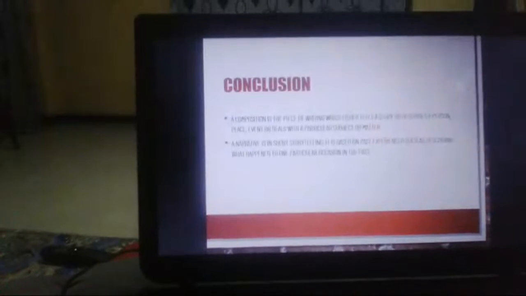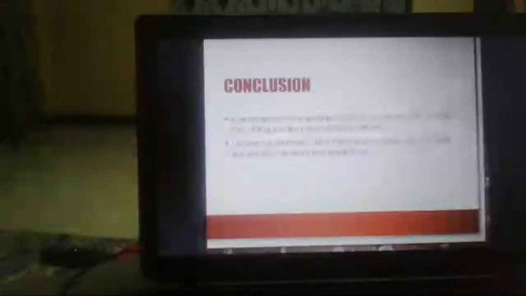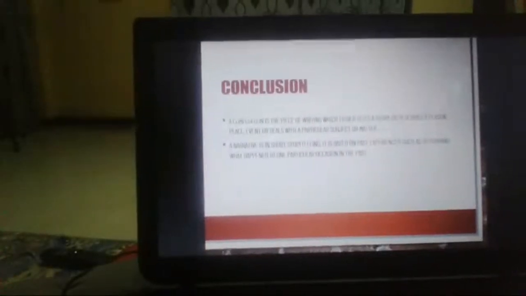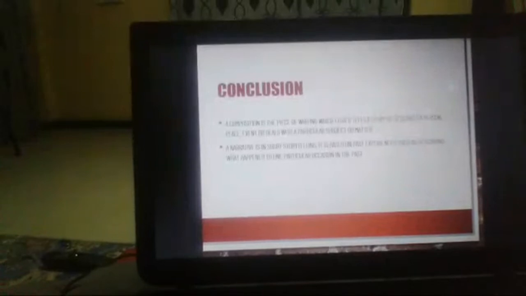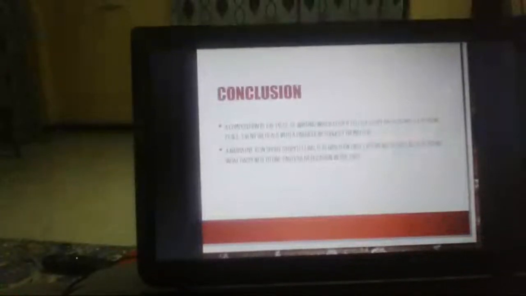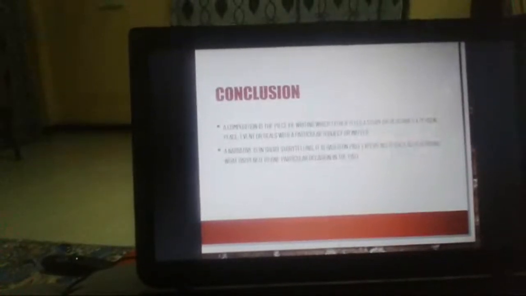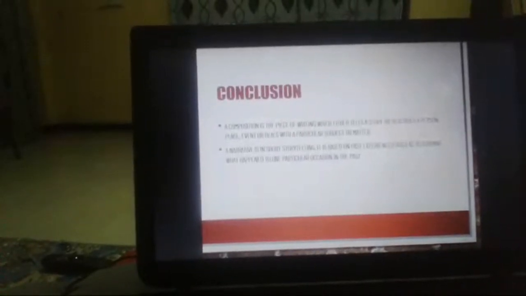Now, in conclusion, we have said a composition is a piece of writing which either tells a story, in our case a narrative composition, or describes a person, like in a descriptive composition. It can describe a place, an event, or deal with a particular subject matter. Okay? A narrative is in short storytelling. It is based on past experience, such as describing what happened on one particular occasion in the past. That is what sets a narrative composition apart from other compositions.